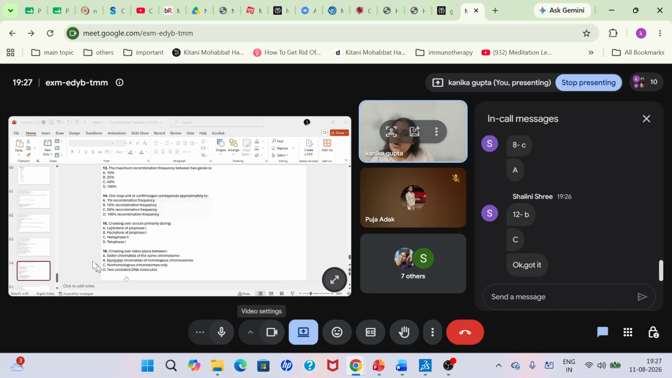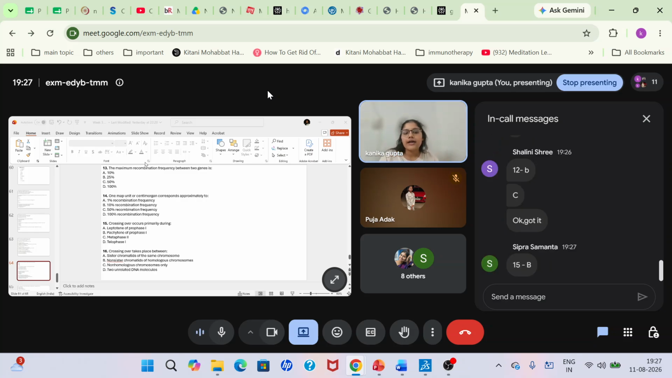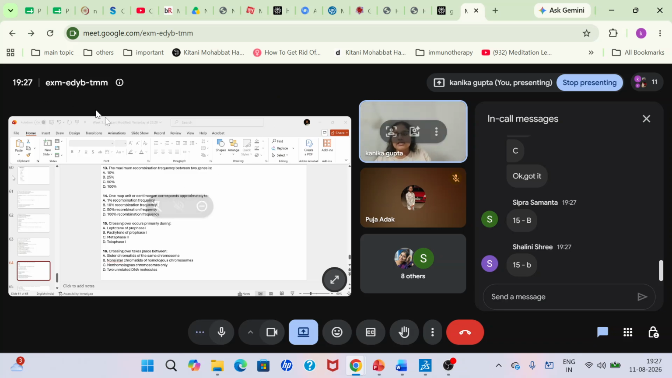Okay, crossing over occurs primarily during, if you guys have studied the cell cycle, in meiosis it happens, that's right, but in what phase of meiosis? If you guys don't know, I can tell you. Yes, it is pachytene stage of prophase 1. It is pachytene stage of prophase 1.